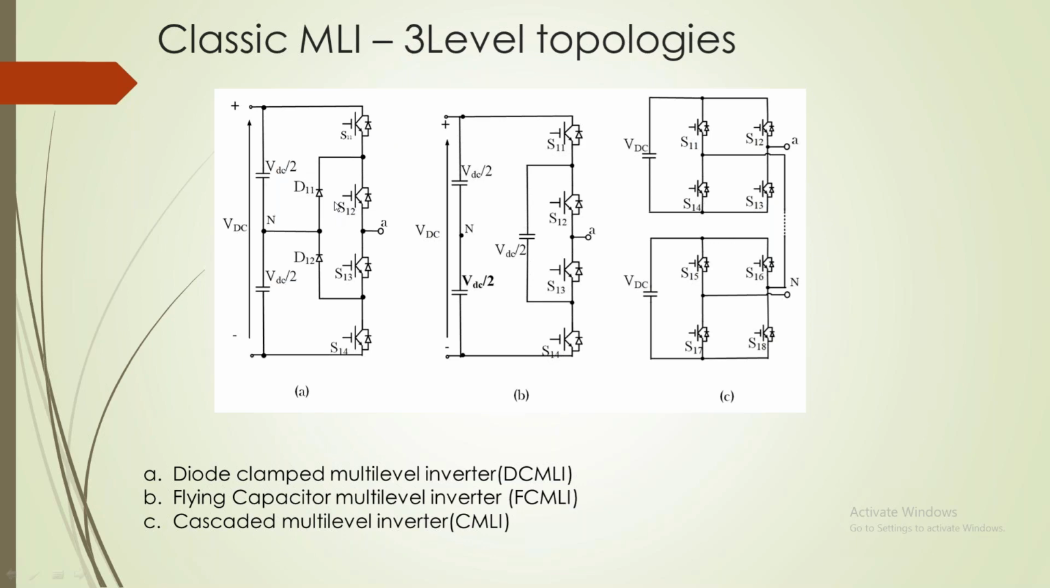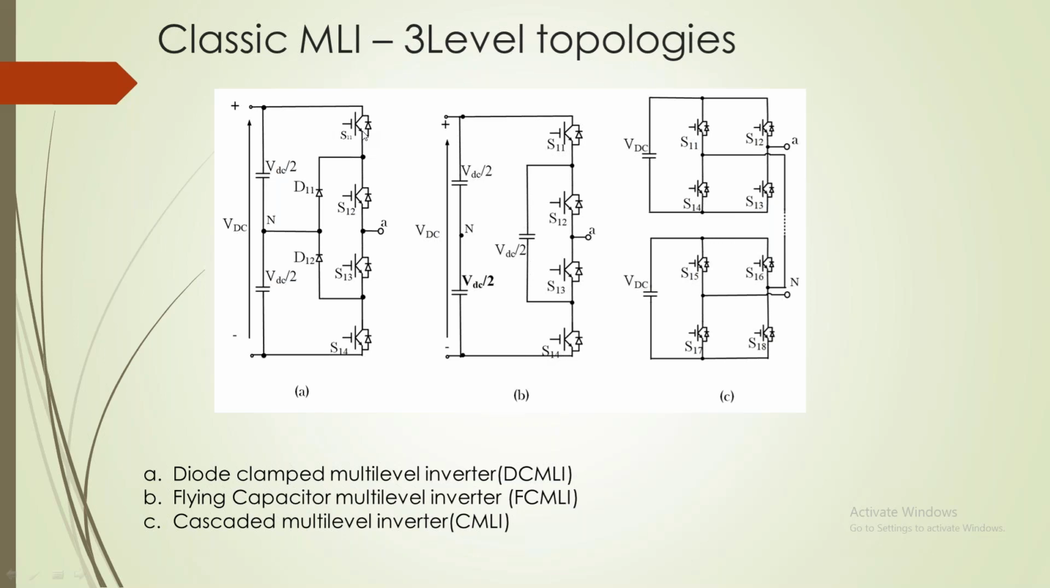If this clamping diode is not there, then there is no path for the charging and discharging currents, and also each switch will not be withstanding a single step of voltage. So now, how are different levels of voltage possible?